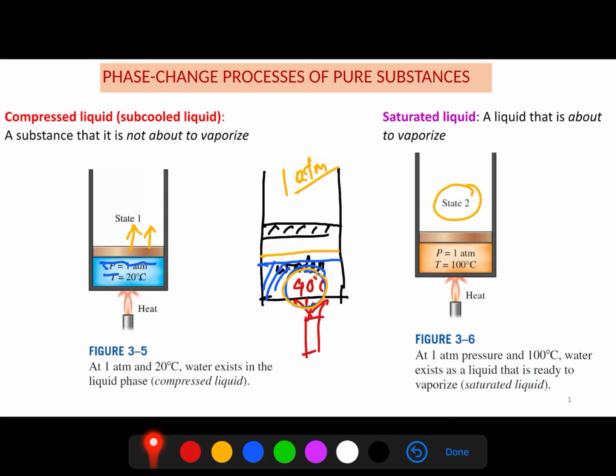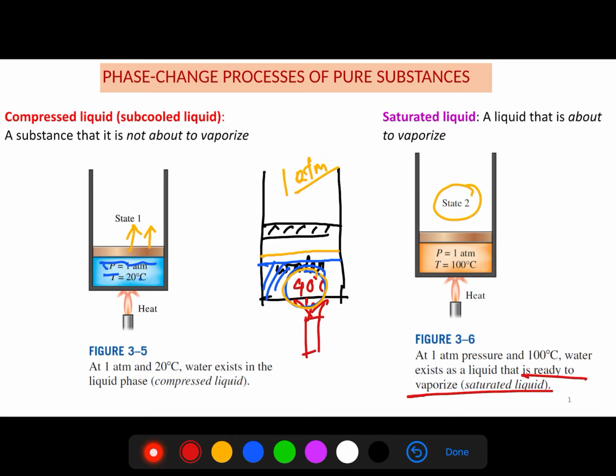At 100 degrees centigrade, if we put more heat, the liquid will expand more and the specific volume will increase. At this point water is still liquid, but it is ready to vaporize. It is about to vaporize, and when a liquid is about to vaporize, we can say this is saturated liquid. We will use this term again and again throughout the semester, like saturated liquid, saturated vapor.